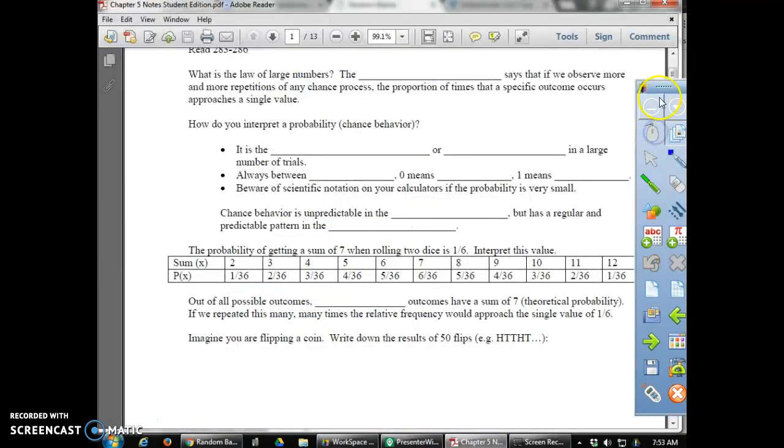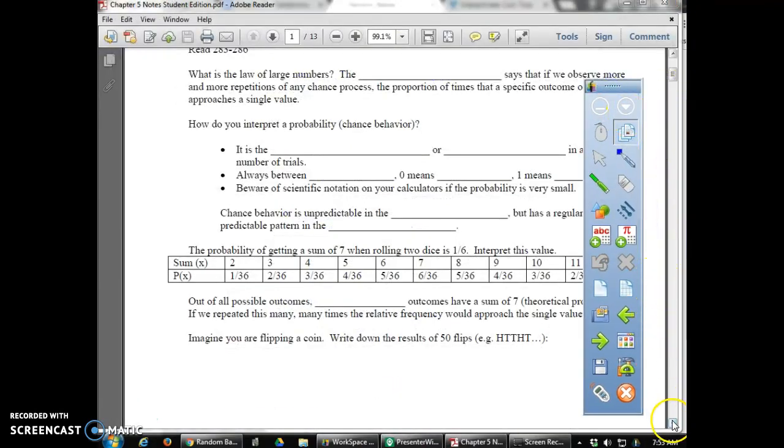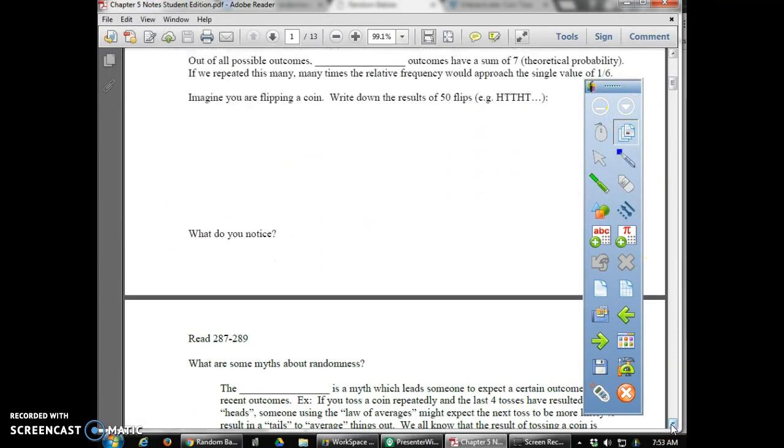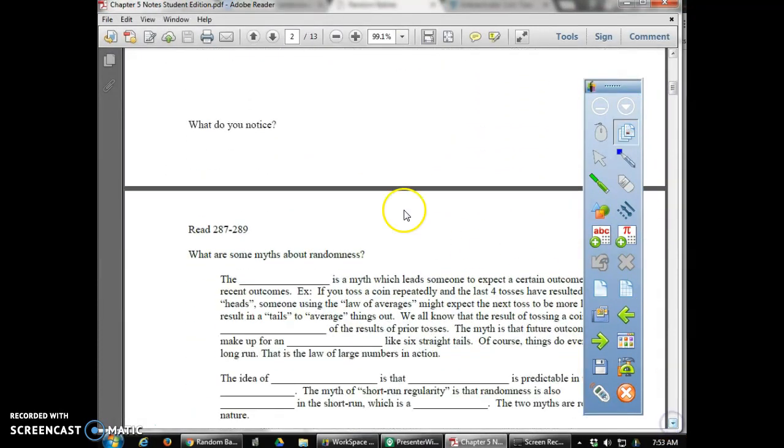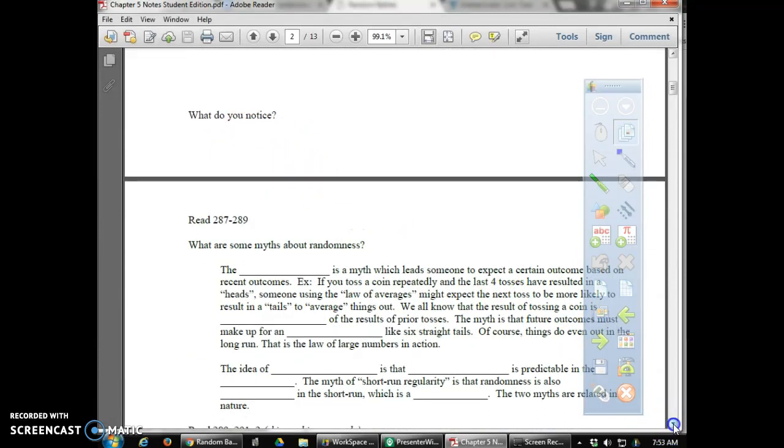All right, so continuing on. For mine, I noticed that mine was pretty close to what you would expect, but my probability of heads was a little bit higher.